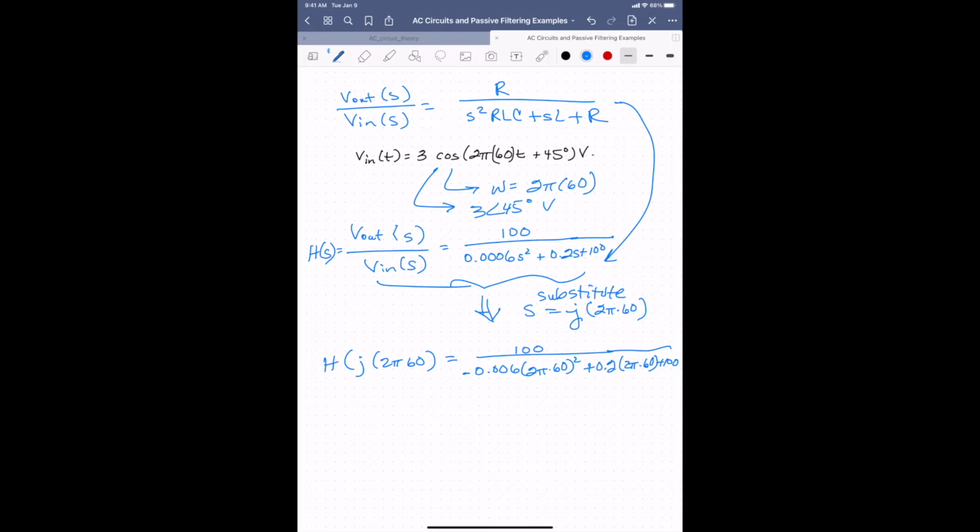When we plug in the specific values and solve, you can do this either on MATLAB or using your calculator. I end up with H of J times 2 pi times 60 equal to 100 over, and the denominator when we simplify shows up to be 14.7266 plus J 75.3982.